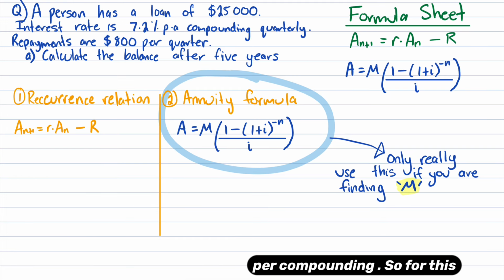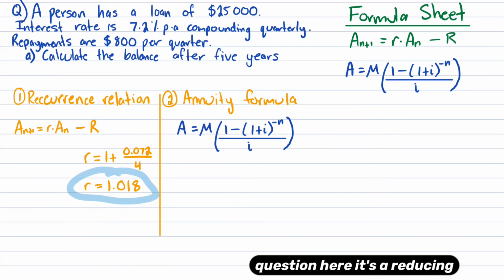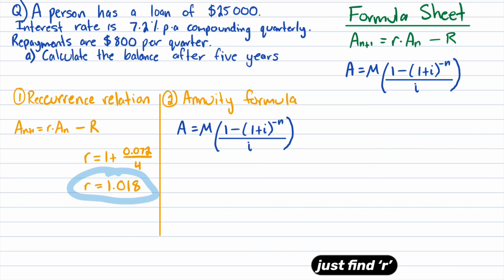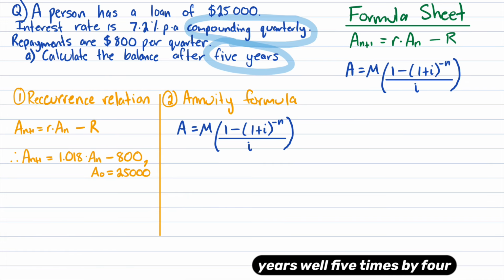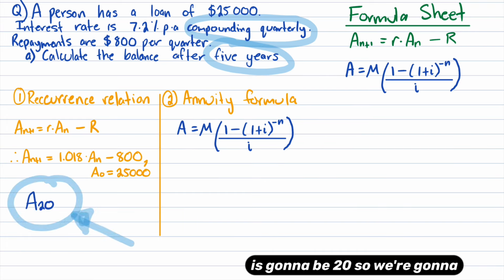loan per compounding period. So for this question, it's a reducing balance loan because we're not trying to find M. We know that the repayments are 800. So the first thing I'm going to do is just find R. Then I've got my recurrence relation. Because we are compounding quarterly for 5 years, 5 times 4 is 20, so we're going to have to find A20 in this case.